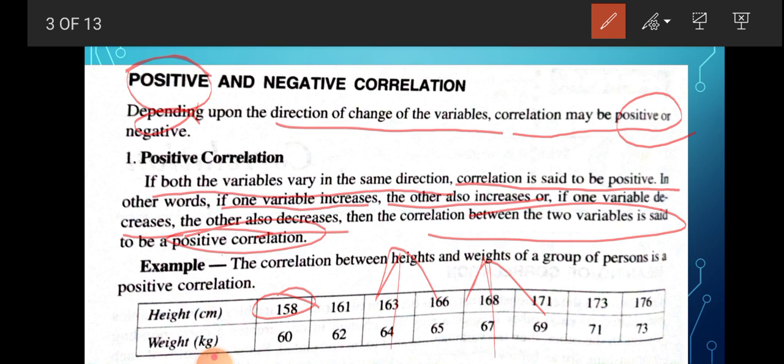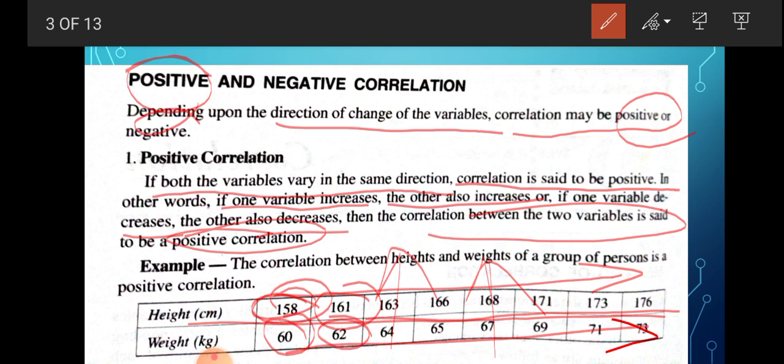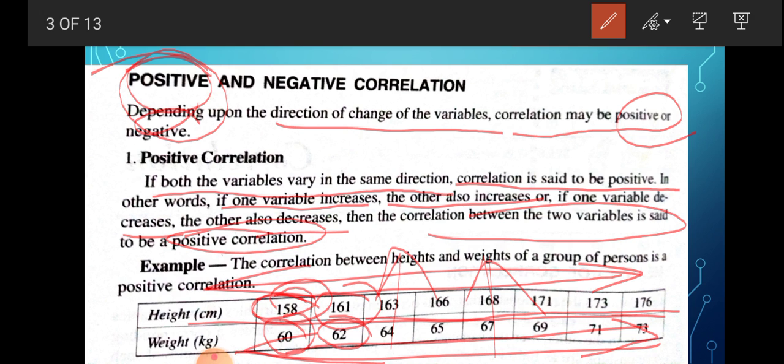Here, you have seen this kind of chart: if your height is 158 centimeters, then your weight must be 60 kg. If 161, then 62, like this. Here, if height is increasing, then weight is also increasing. If height is decreasing, then weight is also decreasing. This kind of correlation is known as positive correlation.